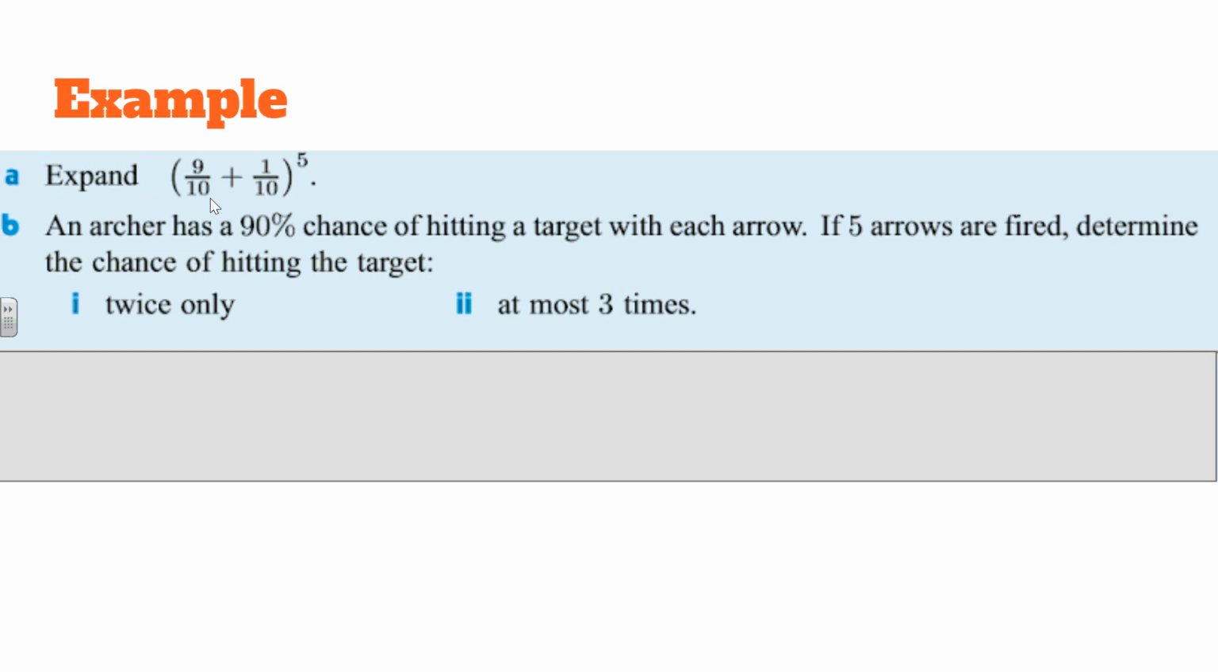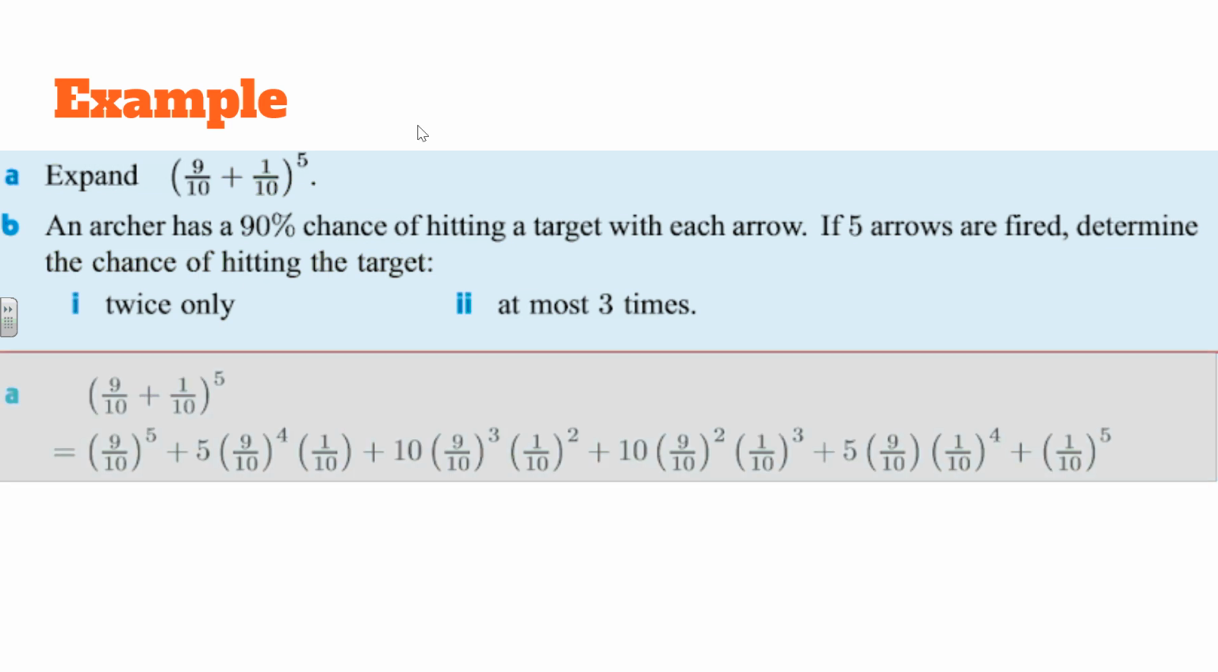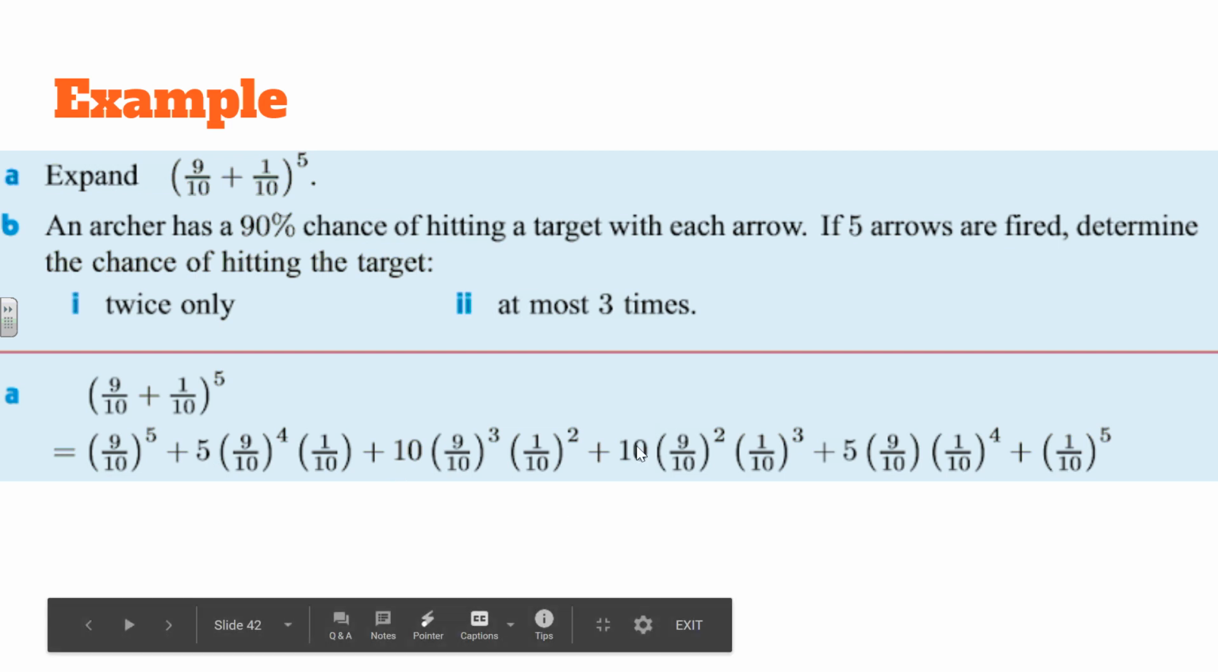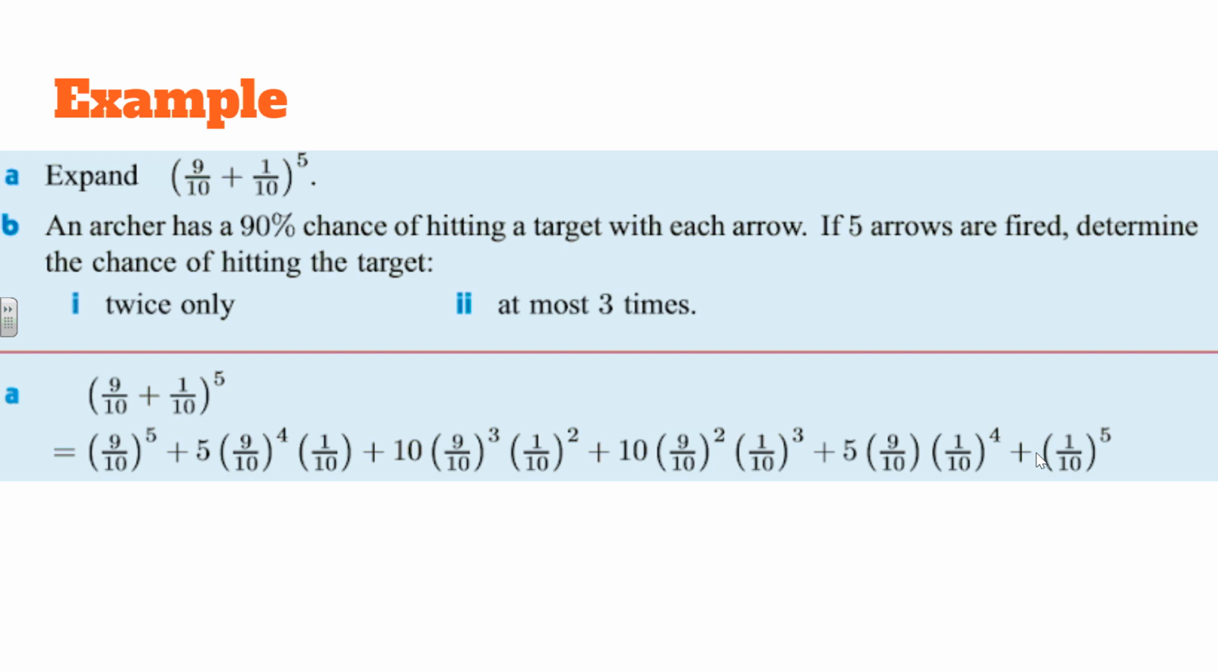If we were to take a look at this example here, it says, first of all, expand 9/10 plus 1/10 to the 5th. Well, if I go to expand that, I would go down to the 5th row of Pascal's triangle, and I would see the first coefficient is 1, the next coefficient is 5, and then it's 10, and then it's 10, and then it's 5, and then it's 1. If you're a little unsure about that, go back through your notes about Pascal's triangle, or just go to a YouTube video about Pascal's triangle to help you understand how to find those coefficients there.